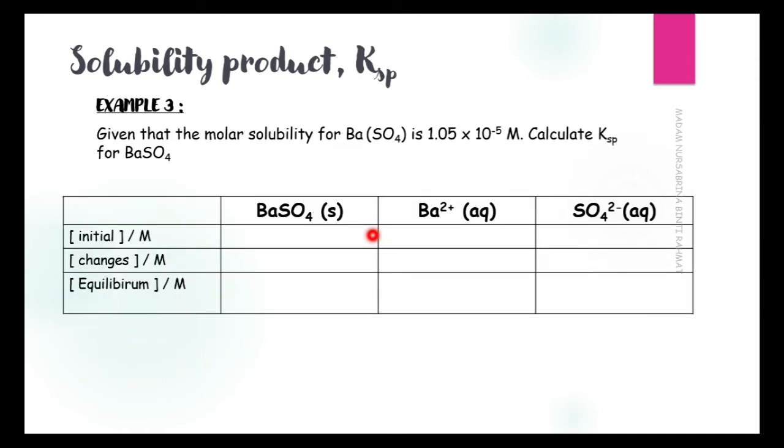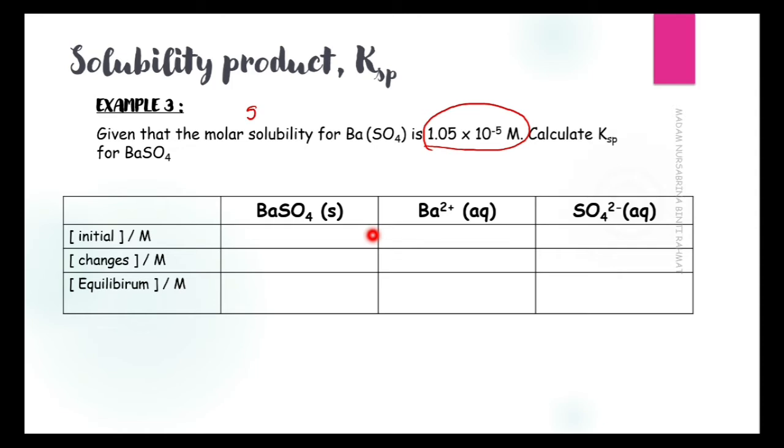So what about this one? You're given a molar solubility. Molar solubility is sometimes written as small s. Molar solubility is simply the molarity of that salt when it dissolves to form ions. So if you want to calculate the KSP value from the given molar solubility, you need to fill up a simple ICE table, which includes initial, changes and equilibrium concentrations.